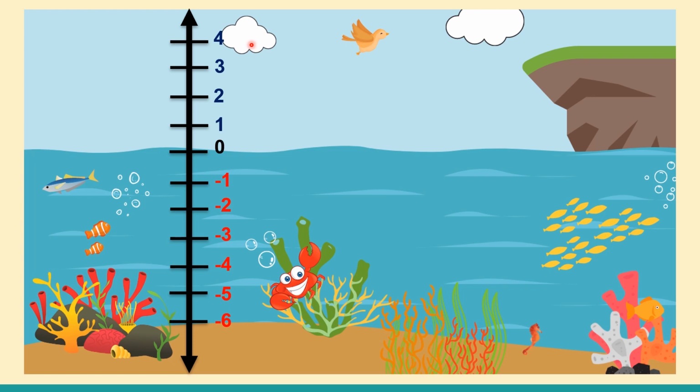Ano ba ang vertical number line? Ang vertical number line ay patayong linya na binubuo ng positive numbers at ng negative numbers na pinapagitnaan ng 0. Muli, kaya ito tinawag na vertical number line dahil ito ay nakatayo.